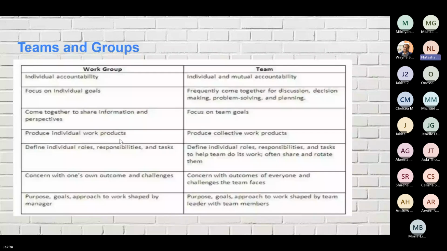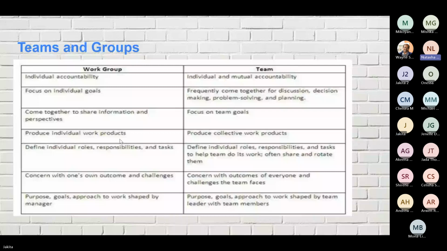Earlier on in our presentation, we looked at a video that looked at teams versus groups, but we'll just touch on some of the key points to bring a broader perspective into it. Teams and groups. Work groups compared to teams. Individual accountability, that's the work group I'm discussing, as opposed to a team, individual and mutual accountability. Work groups focus on individual goals.